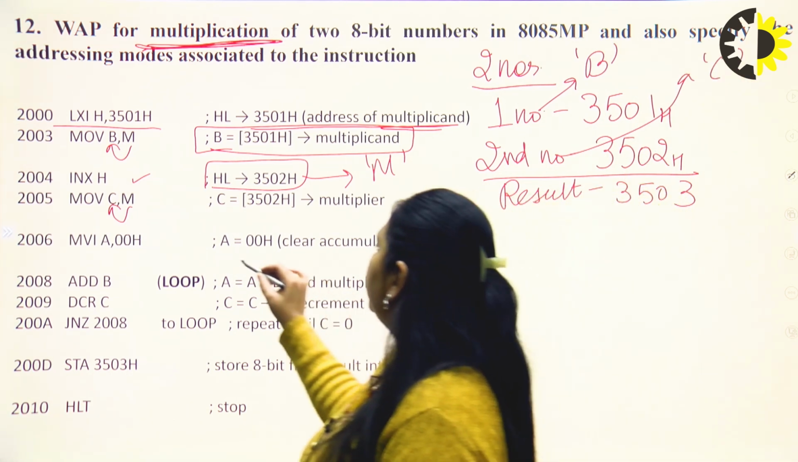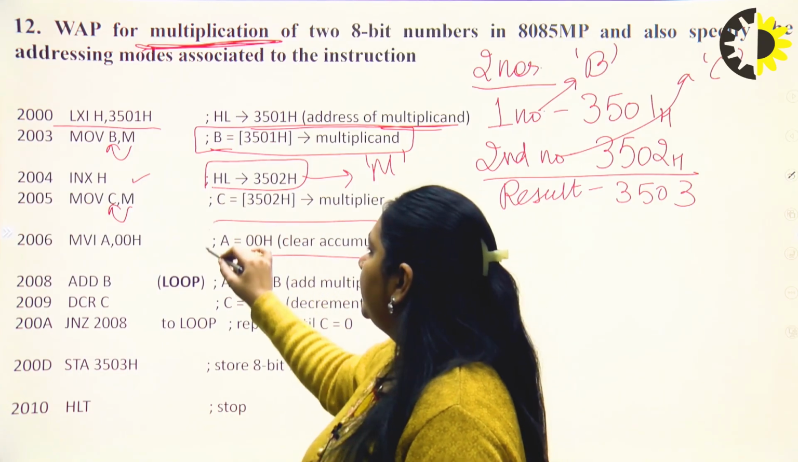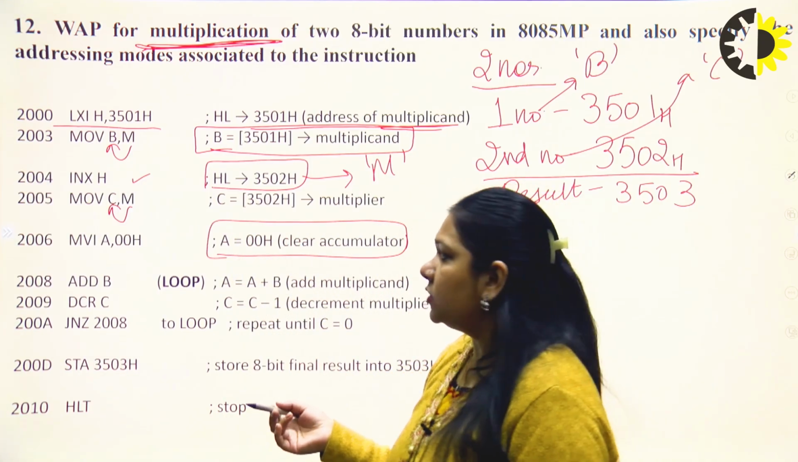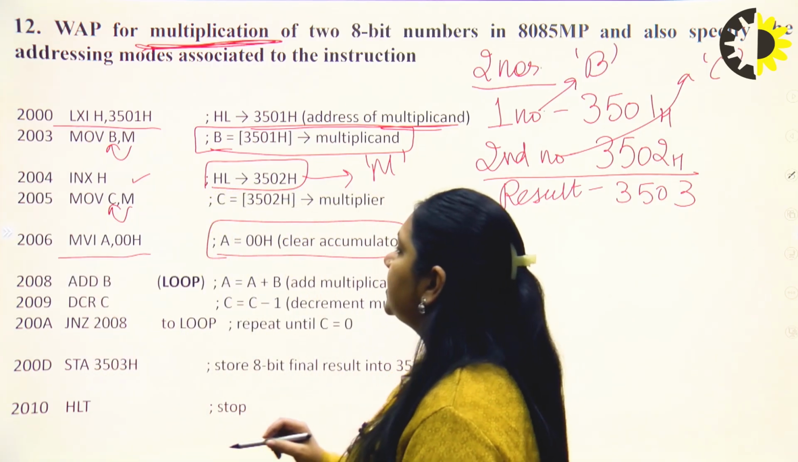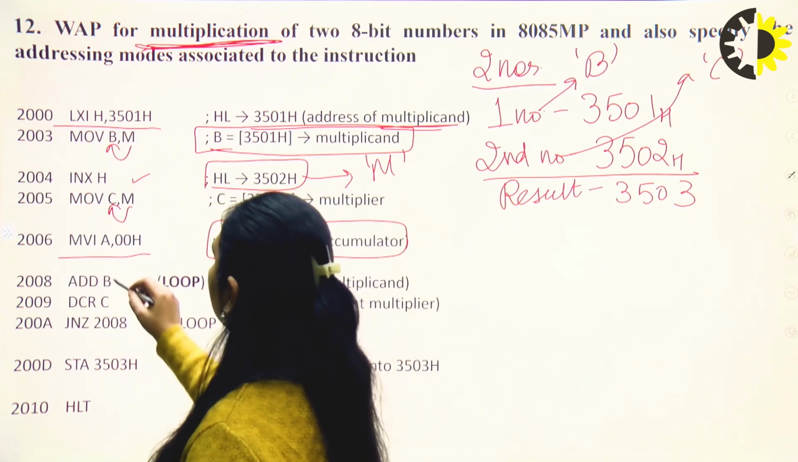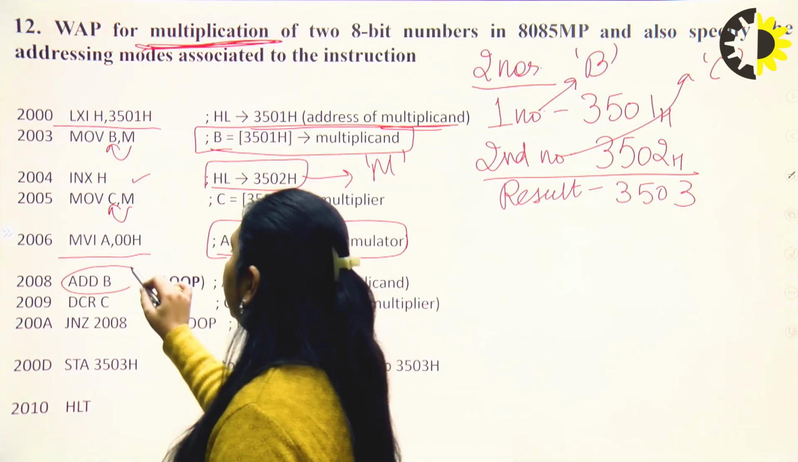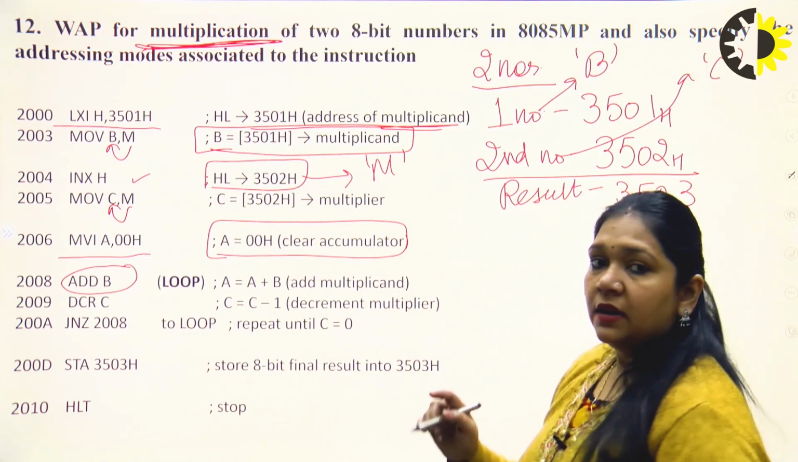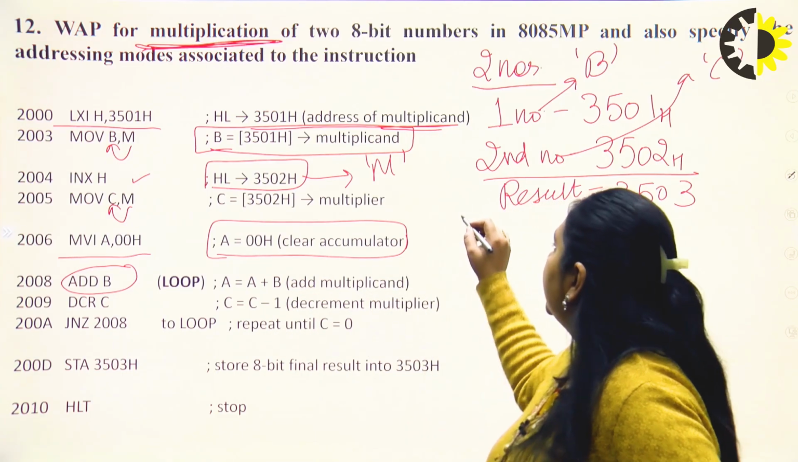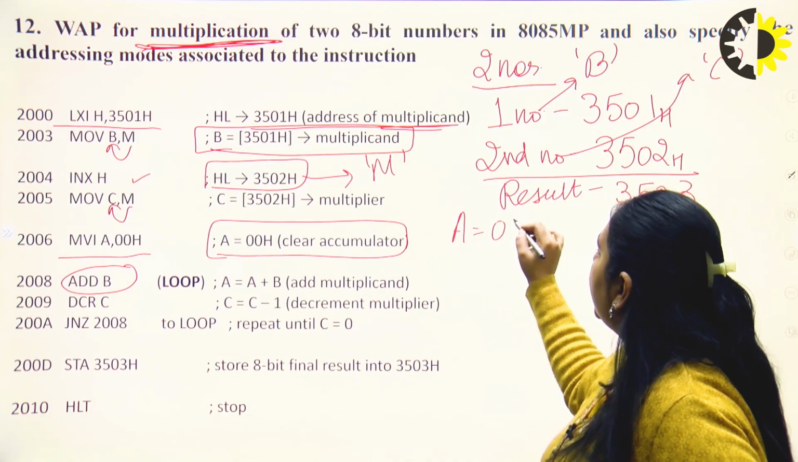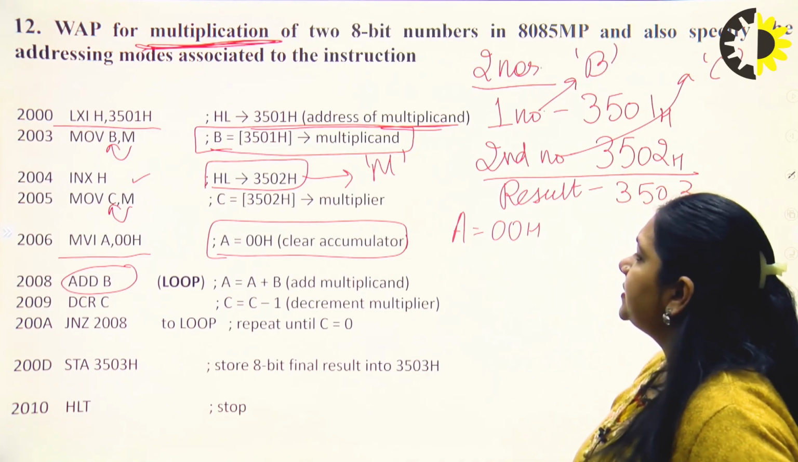Now what we have to do is clear the accumulator, because there must be some garbage value in the accumulator. So we have cleared the accumulator. Now it is ADD B. What is exactly happening? For addition, one number should be there in the accumulator. So we have just cleared the accumulator with 00H. The contents of accumulator is 00.